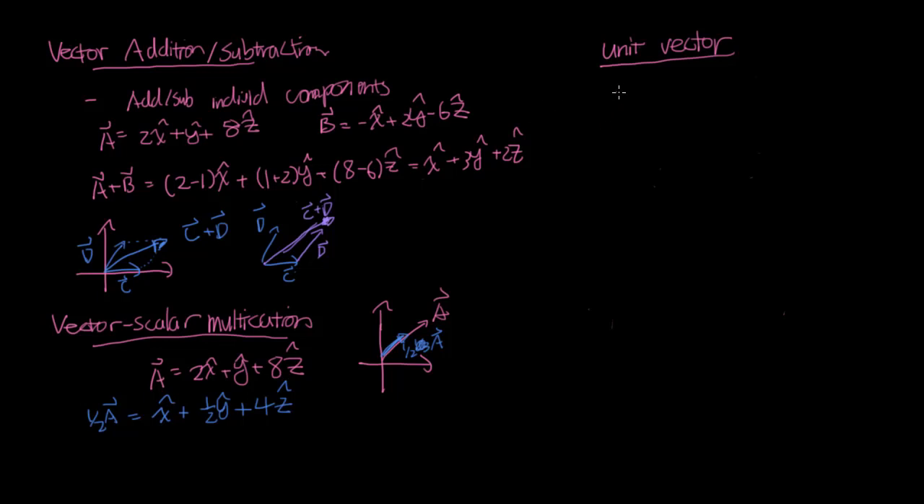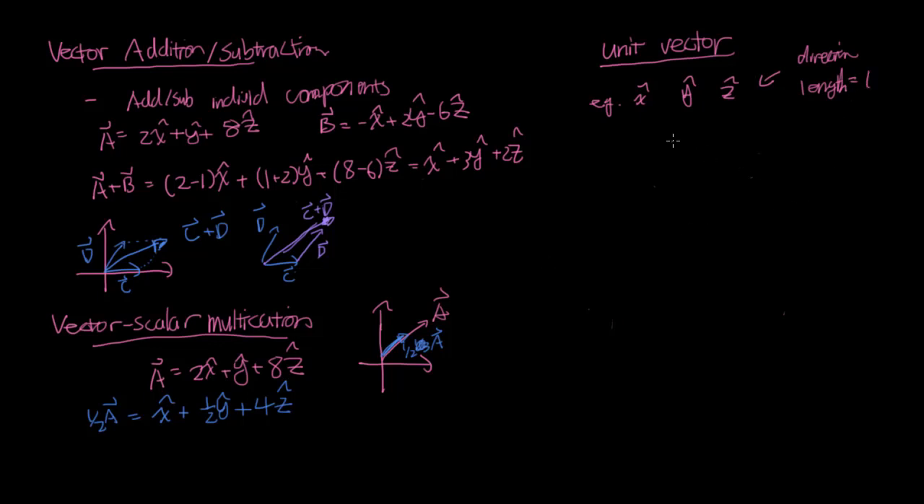We've already seen some examples of a unit vector. Examples that we've seen are the y hat, the x hat, the z hat. Those are all unit vectors. And the main characteristic is that they have a direction, but the length is equal to 1.